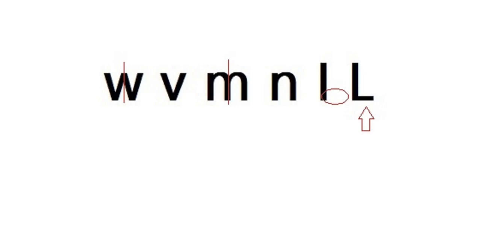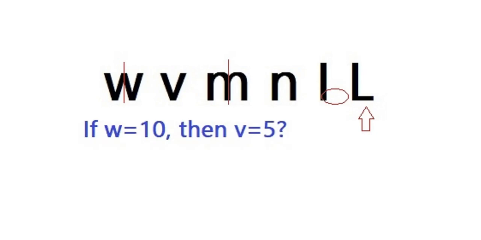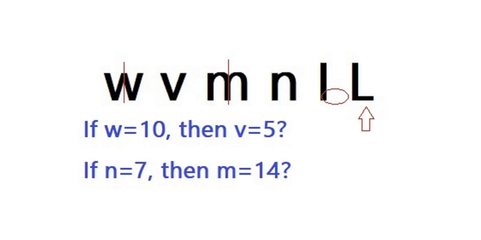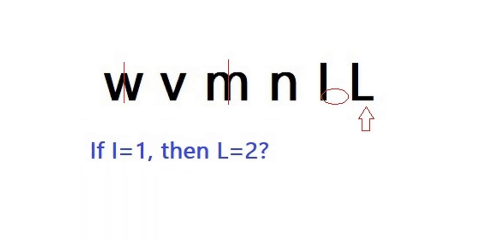Because if I cut the W in half and I get a V, does that mean that if W is 10, then V is 5? That's not how algebra works. If I know that N is 7 and an M is a double N, does that mean M is 14? Of course not. That's not how algebra works. And if that capital I is 1 and I add a little tick mark to it to make it a capital L, now it has 2 tick marks. Does that make it 2? No, it does not.